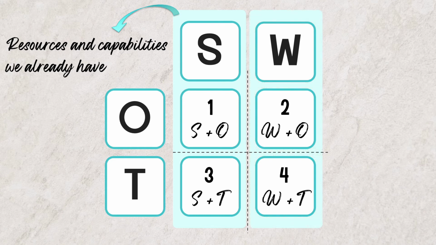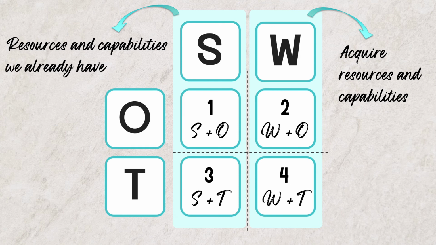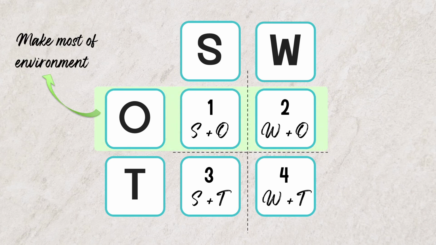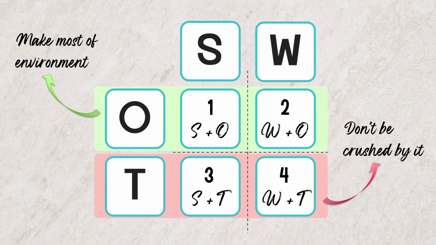In the second column, we have ideas for projects and initiatives to mitigate weaknesses. So, these projects require that you acquire resources, capabilities, or reputation that you don't have at this point. They're about removing things from the weaknesses quadrant in the SWOT. In the first row, we have ideas to make the most out of the environment our business is in, while in the second, we have ideas for things that we can do to avoid being crushed by it.